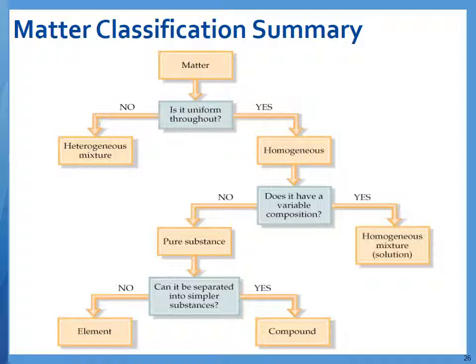All right, but that doesn't tell us everything. So now, if it's homogeneous, does it have a variable composition? If it does have a variable composition, it must be a homogeneous mixture. If it does not have a variable composition, it has to be a pure substance. Then, can it be separated into simpler substances? If yes, it's a compound. If no, it's an element. So I hope that can help you just tell the difference between different parts of matter.